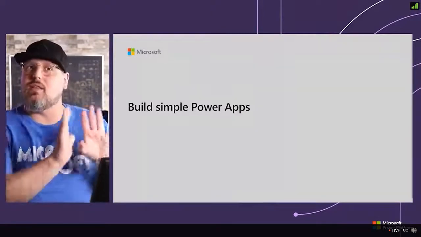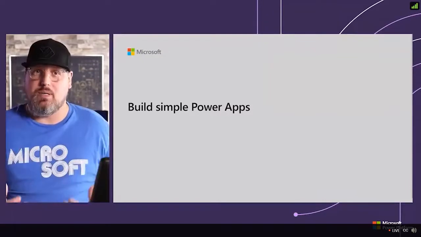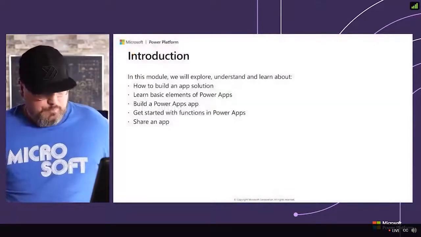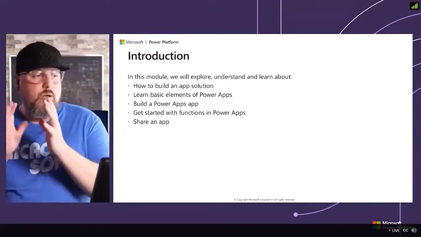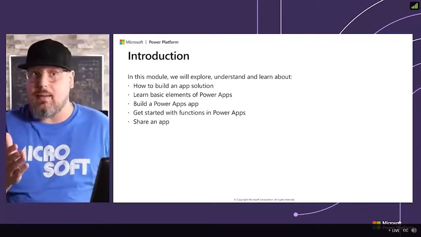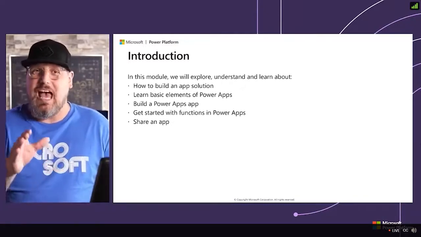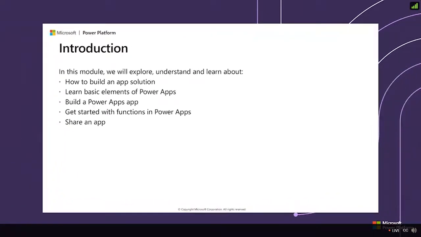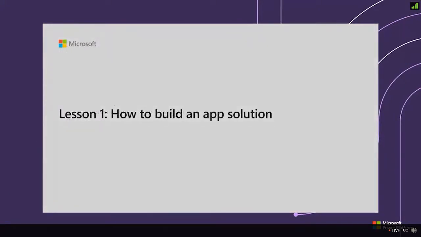So we saw the different types of apps, but now it is time to look at how do we build an app. And for that, in this module, we're going to cover how to build an app, learn the basic elements. We're going to build the app together and help you get started with basic functions so you can have your app do pretty cool stuff. So, how do we build an app with Power Apps?